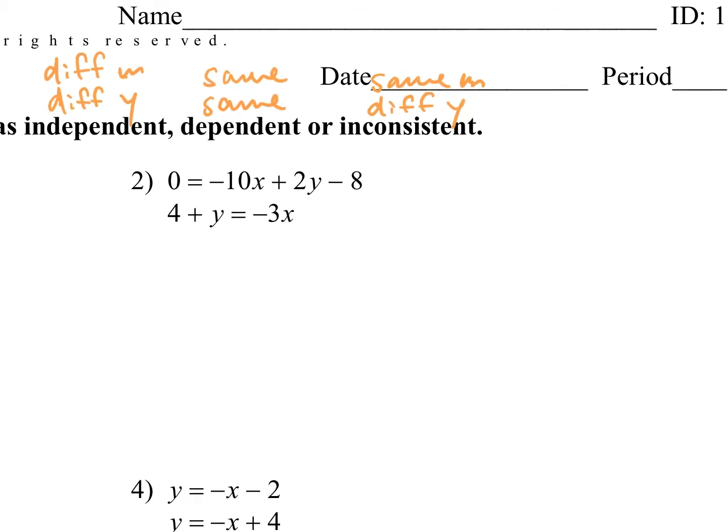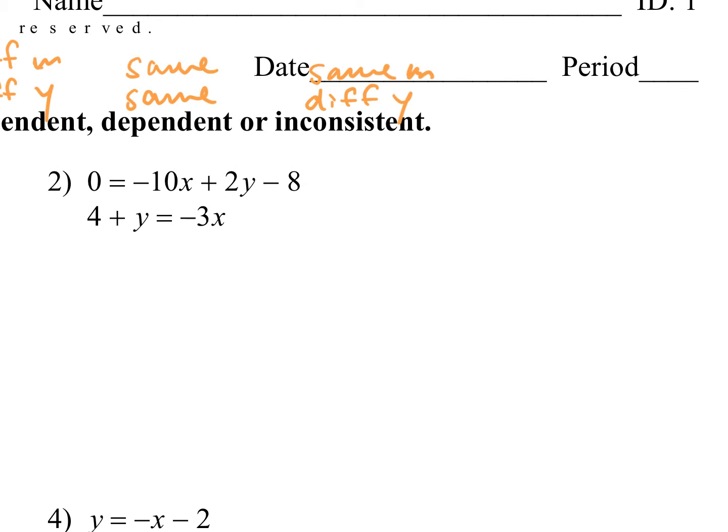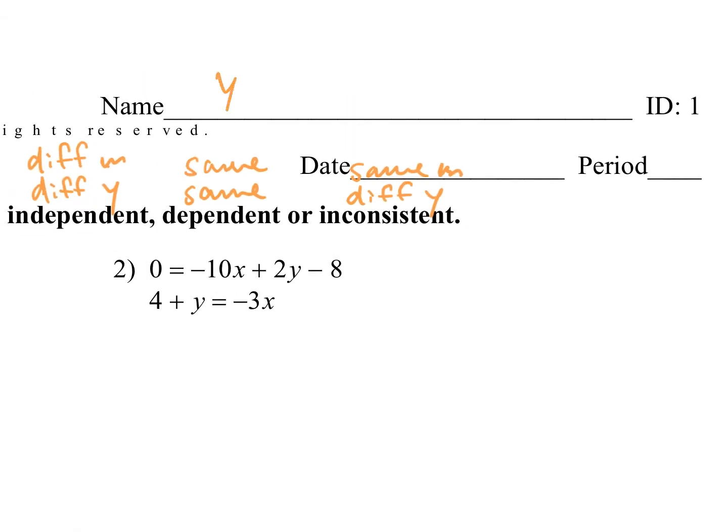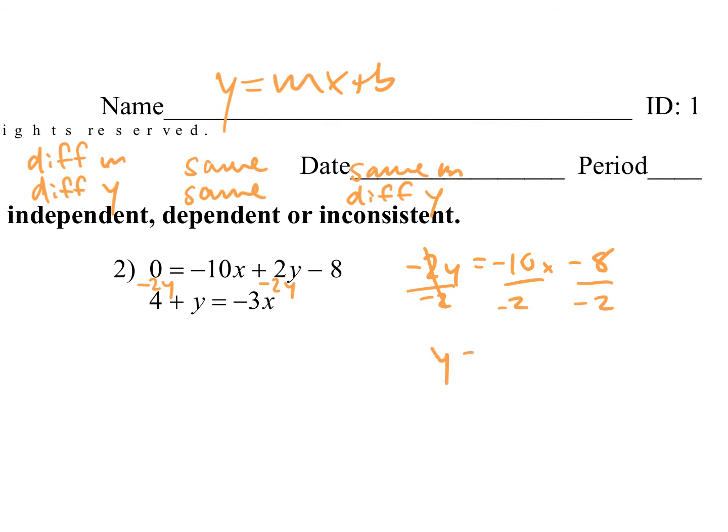So from the first section, we're going to do number 2 together. For number 2, I want this to be in y equals mx plus b form, slope-intercept form. So what do I need to do? Subtract 2y on both sides. So negative 2y is equal to negative 10x minus 8. What should I do next? Divide everything by negative 2 because I want to get that y all by itself. So I have y is equal to, what's negative 10x divided by negative 2? 5x plus 4.